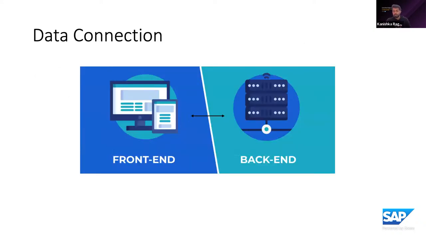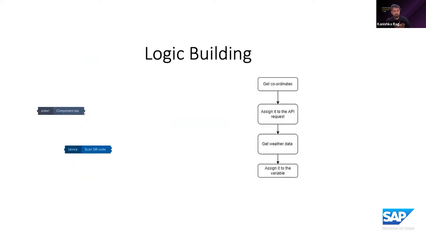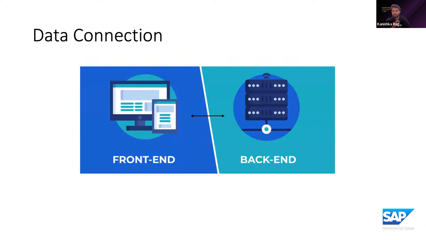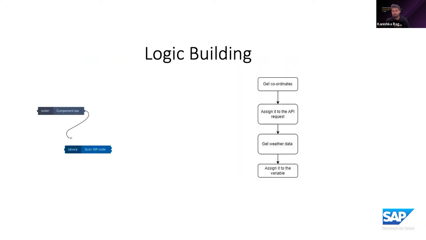In an application, like we said, based on an input from the front end, the back end will execute the task and send it back to the front end. So in this data connection phase, we will be establishing a connection between the front end and the back end. We'll be using an API to establish this connection. In logic building, you will be defining the functionality of your application. You will build logic on how to get the input from the user, how to send the values through the API, and how the results will be displayed for the users to consume.